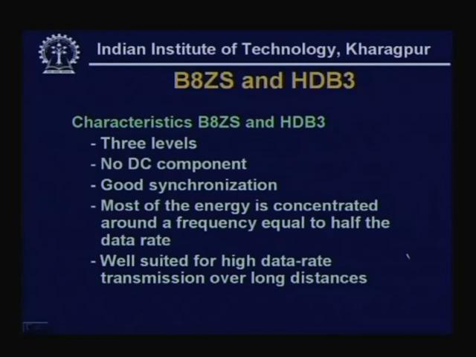So, here is the summary of the characteristics of B8ZS and HDB3. As you have seen, it uses 3 levels: positive, 0 and negative, and there is no DC component, which is a very good feature, and it allows good synchronization for both the codes. The advantage is that most of the energy is concentrated around a frequency equal to half the data rate. So, the bandwidth is less, and it is well suited for high data rate transmission over long distances.